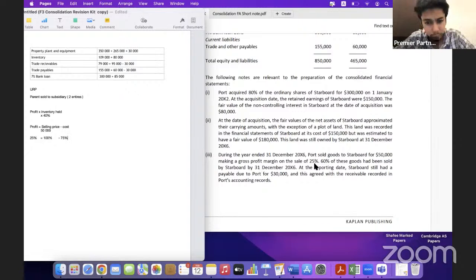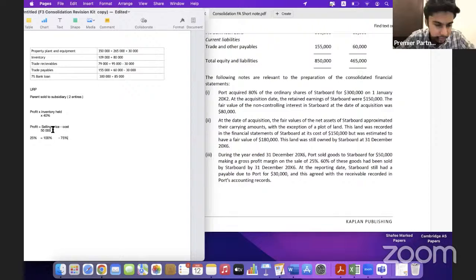So guys, over here, what's happening? It's a profit margin. So profit is 25%. So if it's a margin, selling price is always 100%. And the cost is the remaining, 100 minus 25, 75. Right. Now, guys, what do I want now? Profit. How to calculate profit, guys?